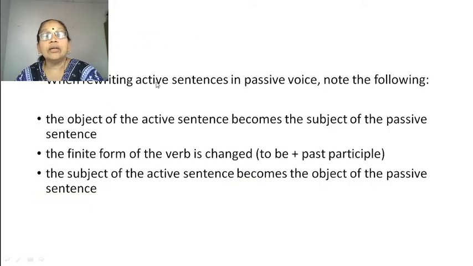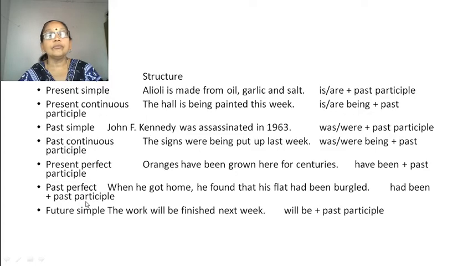When rewriting active sentences in passive voice, note the following. The object of the active sentence becomes the subject of the passive sentence. The place changes. The finite form of the verb is changed to be plus participle. The subject of the active sentence becomes the object of the passive sentence. So again, how you have made the structure.